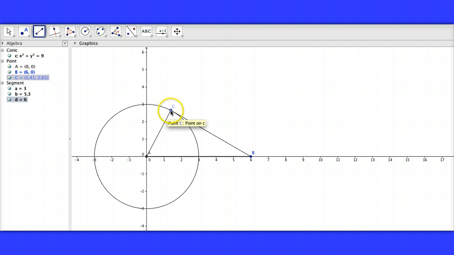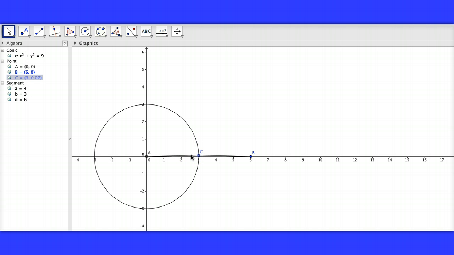So if you take a look here, we can see that if I drag on my circle, oops, undo that. If I drag on point C, let me get my pointer here. If I drag on point C, we can see how segment AC is staying at 3 and segment AB is staying at 6. And we can see that segment BC can get very, very tiny, almost 3, really close to 3.